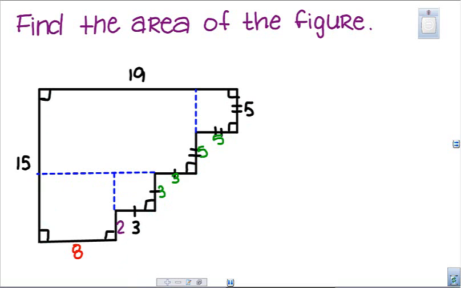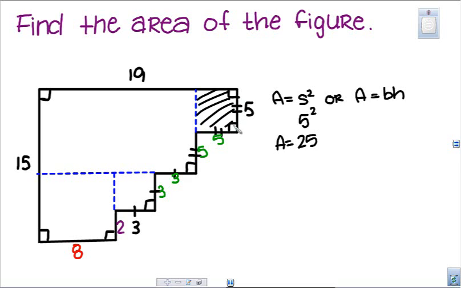I'm going to start in this top corner right here. This is a square. It's 5 by 5. Area of a square, you can do side squared, or just as a basic rectangle, you can do base times height. Either way, you get the same answer. So for this square, 5 squared is 25. Okay, so the area of this interior piece is 25. I'm going to just shade it so I know I've already found it. So we have 25. That's one piece.